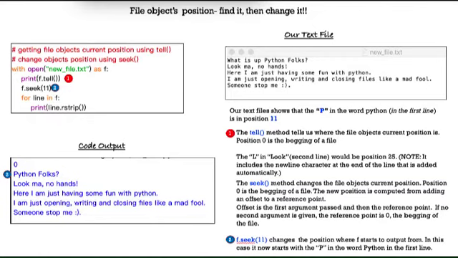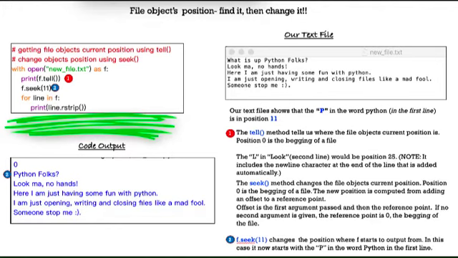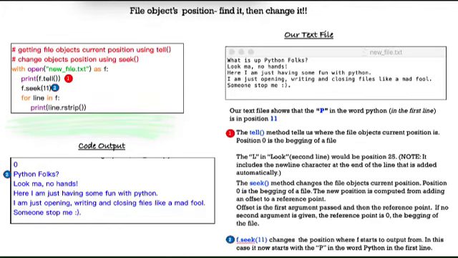File object's position: we're going to find it, then we're going to change it. We have our code snippet in the upper left-hand corner. Getting the file object's current position using tell, and then we'll change the object's position using seek. So let's look at our text file here to the right. Our text file shows that the P in the word Python in our very first line is in position 11 or index 11. So the tell method tells us where the file object's current position is.